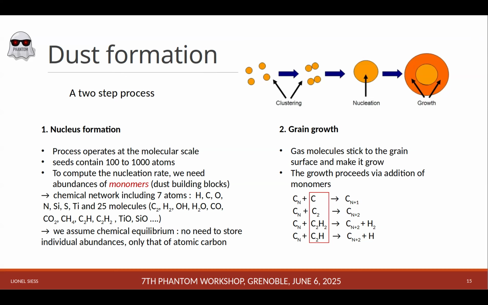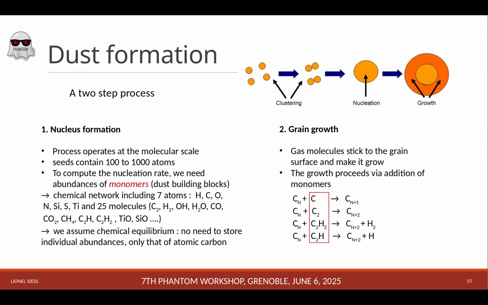And how do we do the growth? Well, our dust is just pure carbon, composed of n atoms of carbon. And this is how we grow. We add C, C2, C2H2, or C2H. It's very simple chemistry.